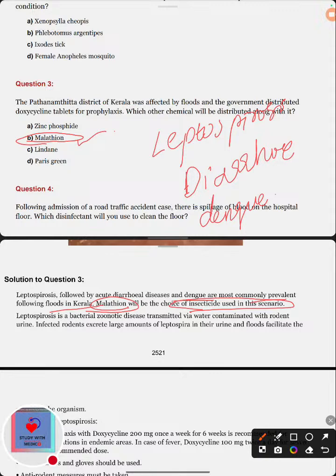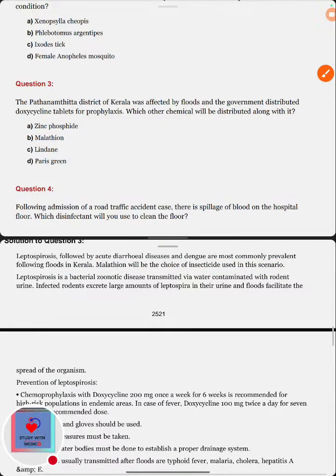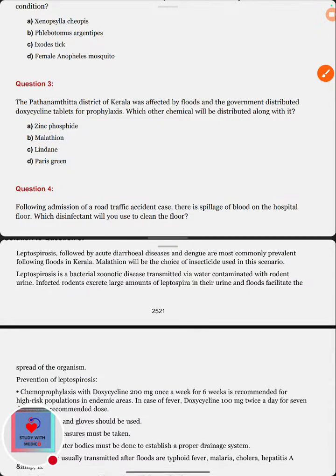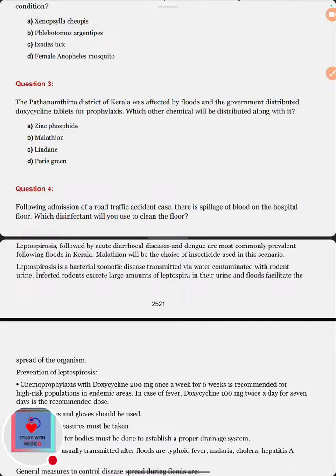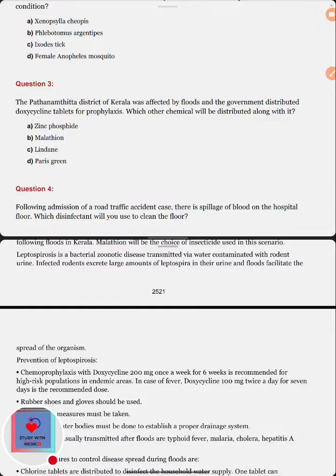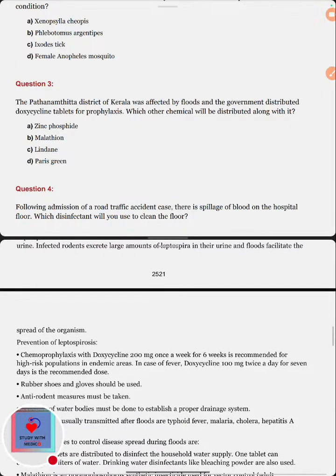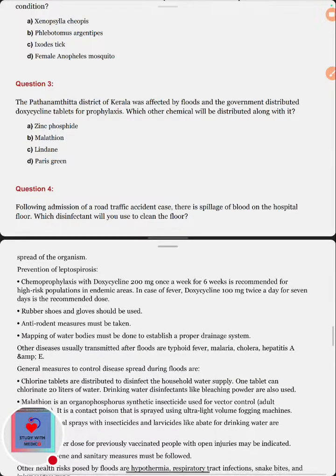Leptospirosis is a bacterial zoonotic disease transmitted via water contaminated with rodent urine. That's rodent urine contaminating the water. So this bacterial zoonotic disease, leptospirosis, spreads with the contaminated water. Infected rodents excrete large amounts of leptospira in their urine, and floods facilitate the spread of the organism.